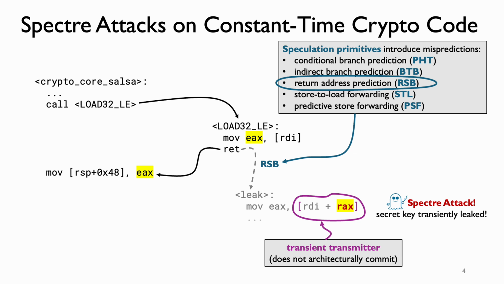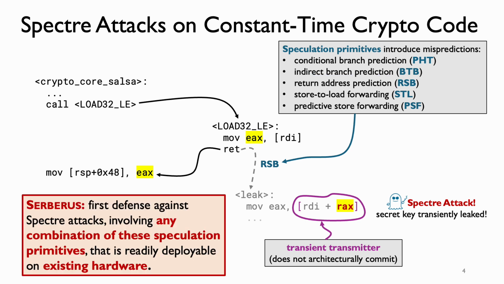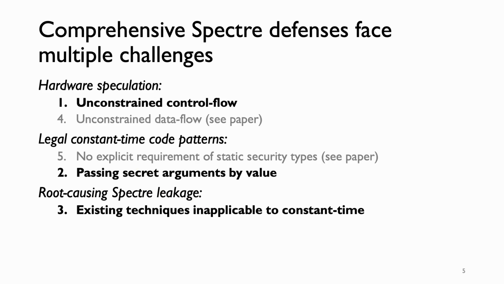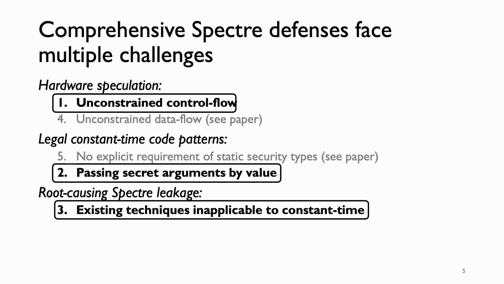So we present Serberus, which is the first defense to comprehensively secure constant-time code against Spectre attacks exploiting any combination of these 5 speculation primitives. In designing Serberus, we had to overcome 5 challenges. However, I'm only going to discuss these 3 and our solutions to them: unconstrained speculative control flow, passing secrets as arguments by value, and how existing techniques for root-causing Spectre leakage are inapplicable to constant-time code. If you'd like to learn more about the others, please see our paper for details.